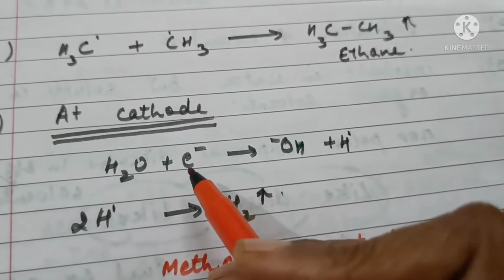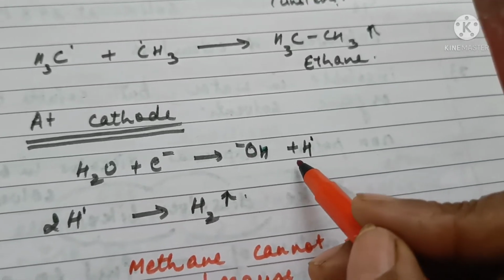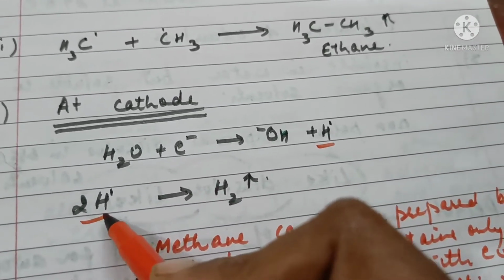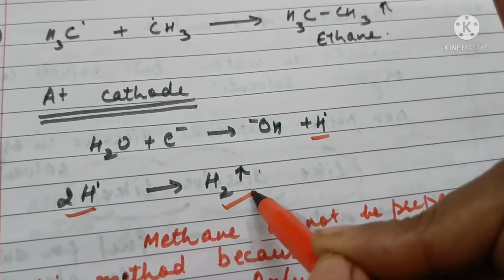So water on taking up an electron will form hydrogen. 2 such hydrogens will combine to form hydrogen gas.